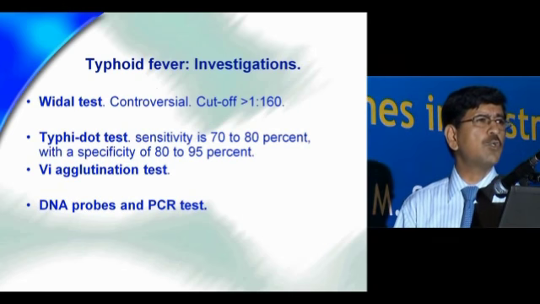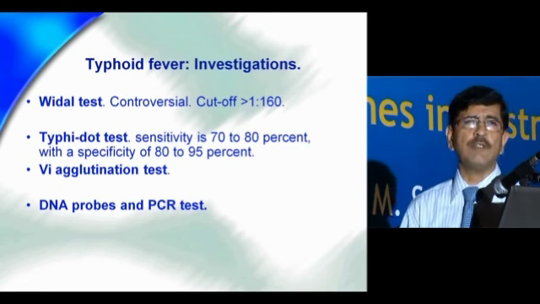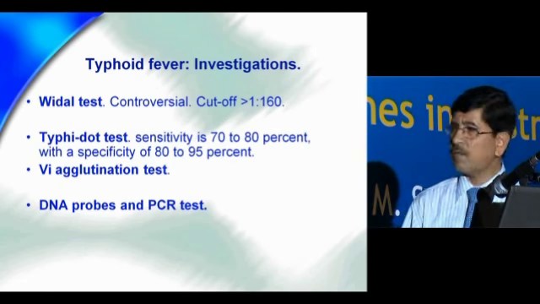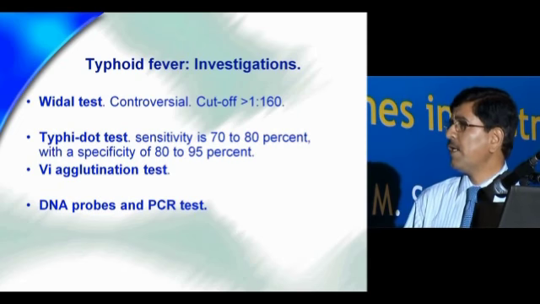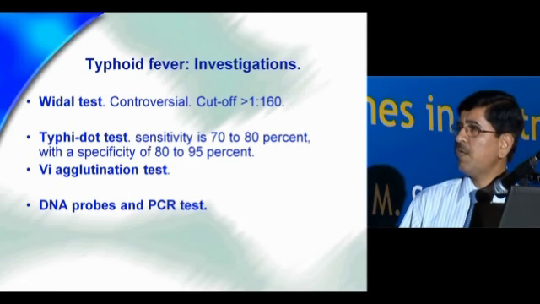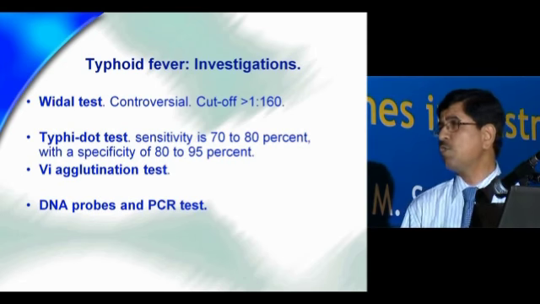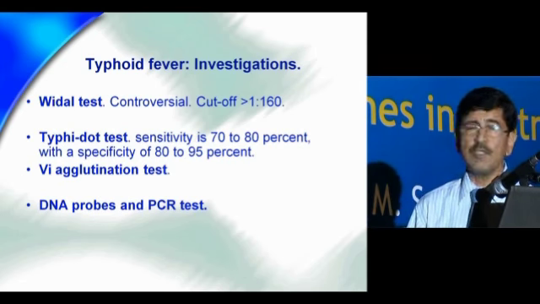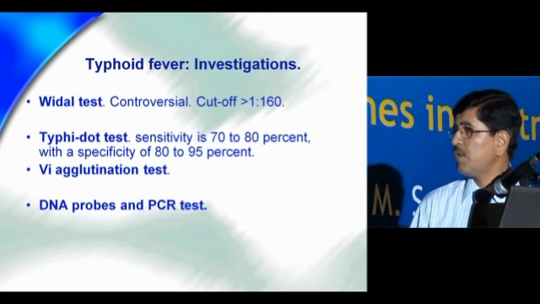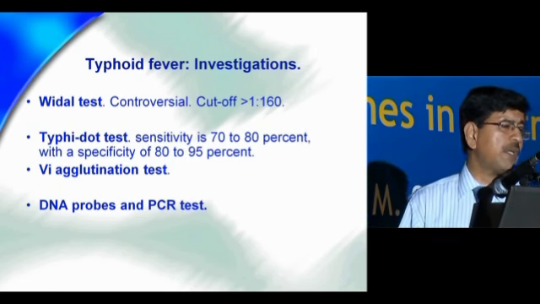The Widal test sensitivity is 70 to 80%, but the specificity is greater. And these days in clinical practice, we usually do Typhidot, in which we identify the IgM and IgG antibodies. We can also do a Vi agglutination test. PCR tests these days are very common for many diseases, so this can also be done.